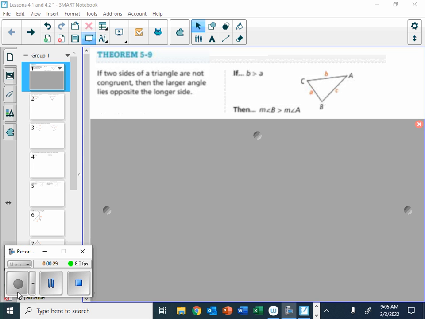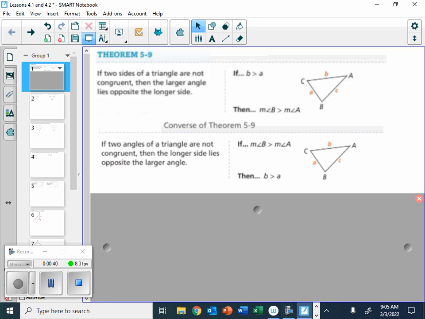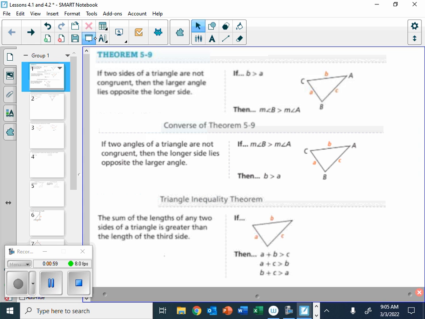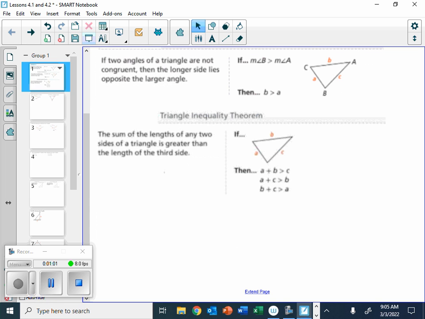And then also notice that, for example, side A is across from or opposite of angle A. So if side B is larger than side A, angle B is going to be larger than angle A. The same thing is true going the other way. If two angles of a triangle are not congruent, then the longer side lies opposite the larger angle. So if angle B is larger than angle A, then side B is going to be larger than side A. That's all that's saying.